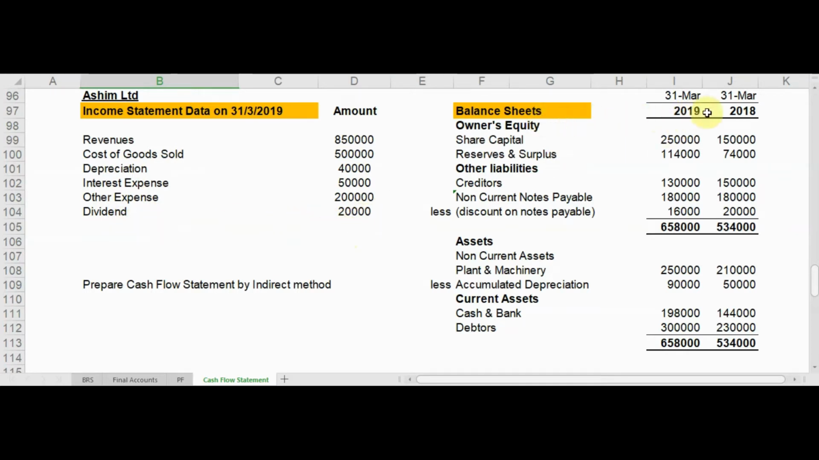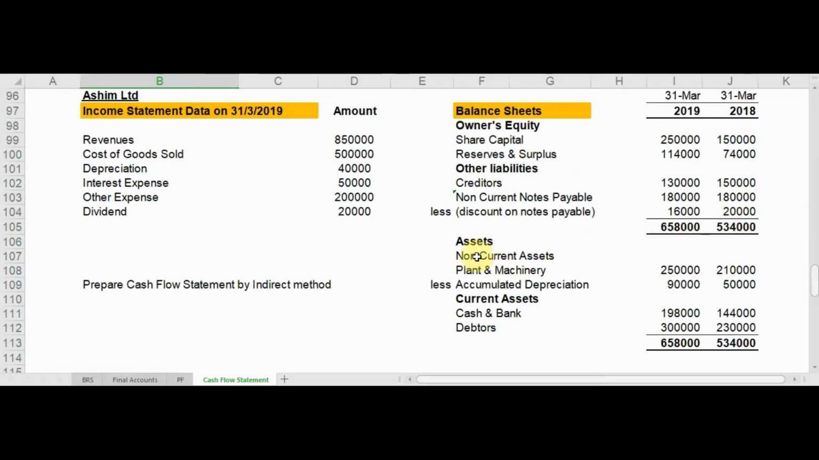Balance sheets are given as on 31st March 2019 and 31st March 2018. Owner's equity, share capital 2,50,000 and 1,50,000. Reserves and surplus 1,14,000 and 74,000. Creditors 1,30,000 and 1,50,000. Non-current notes payable 1,80,000 and 1,80,000, less discount on notes payable. Discount has been amortized. Previously it was 20,000, now it is 16,000. Total is 6,58,000 and 5,34,000.